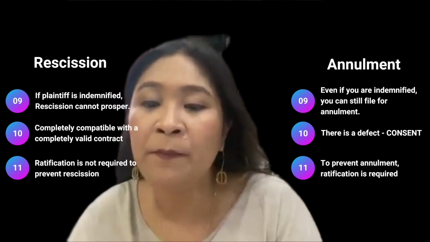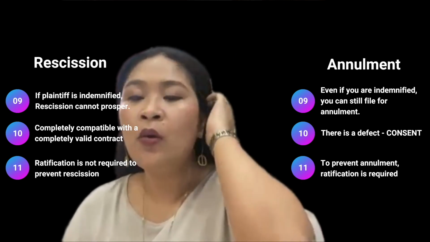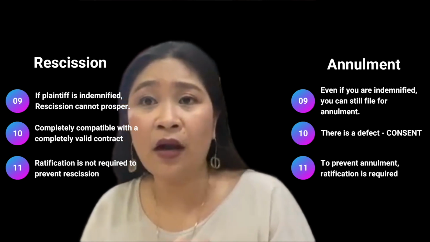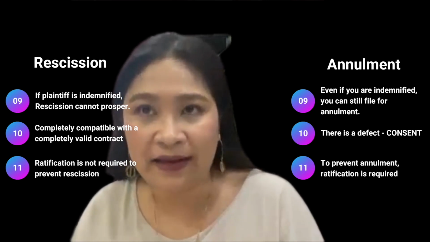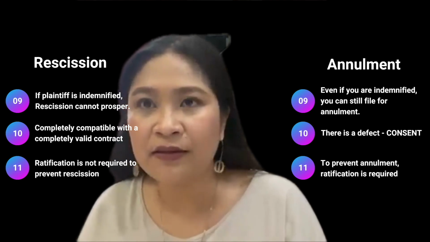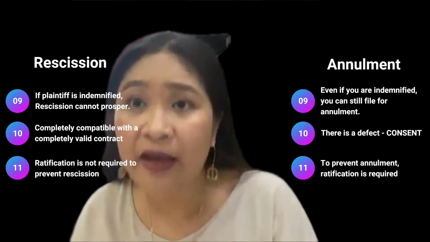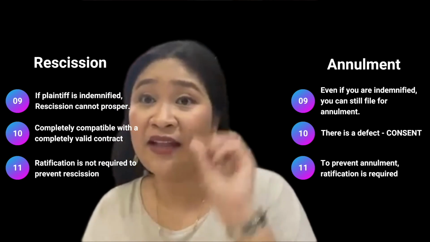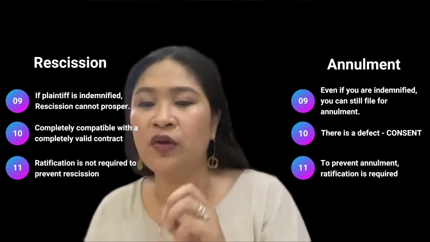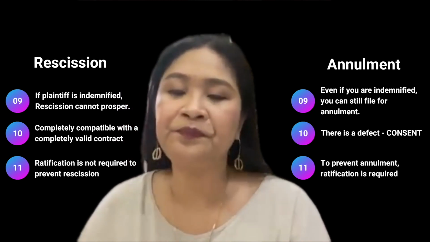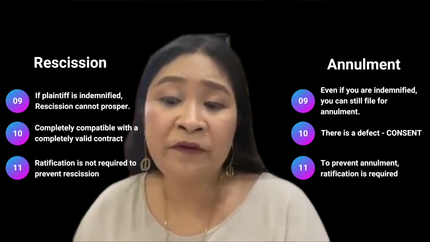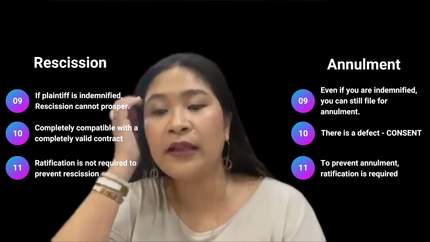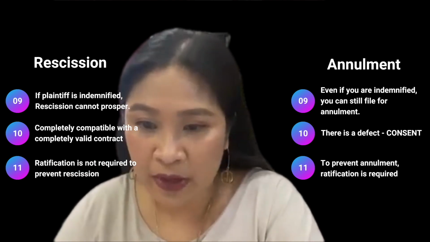In rescission also, it is completely compatible with a perfectly valid contract. Why? Because all the elements are there. They're all valid. The defect is not intrinsic. The defect is extrinsic. Again, that economic prejudice. While in annulment, there is a defect, and that is the consent. One of the elements of the contract is defective, and that is consent. Rescission, to prevent it, ratification is not required, while in annulment, to prevent it, ratification is required.